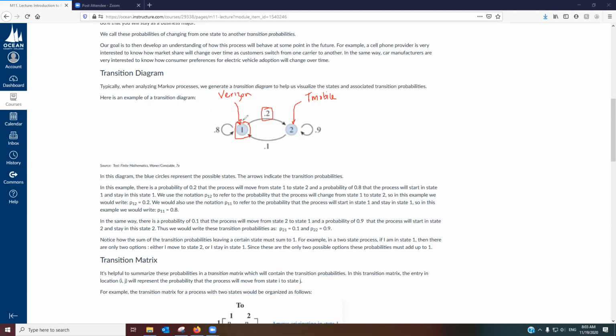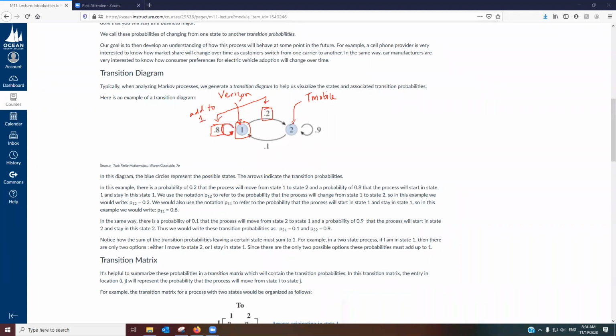If there's a 0.2 chance that I'm going to change to T-Mobile, that means there's a 0.8 probability that I'm going to stay with Verizon. So this arrow that's pointing back to state 1 is the probability of you staying in state 1, meaning you're going to stay as a Verizon customer. Notice how these two probabilities always have to add to 1, because you're either going to switch to T-Mobile or you're going to stay with Verizon. Those are your only options, let's say, at this point. So these probabilities always have to add to 1.